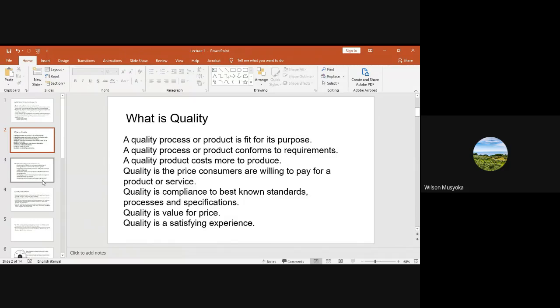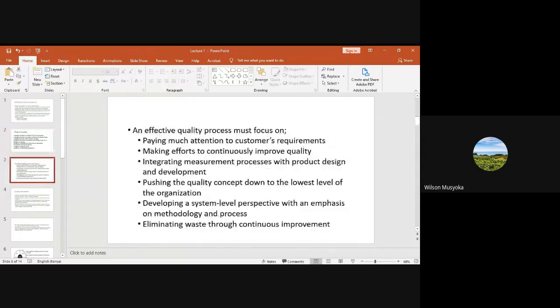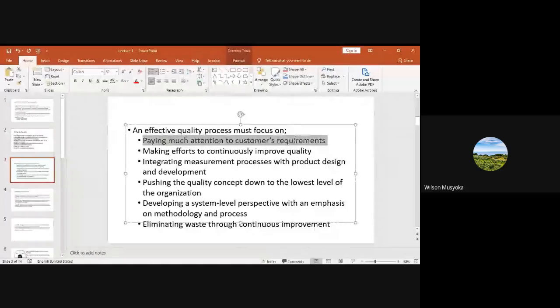Then we move on. When we are looking at the software processes which are normally used, then we need to understand that an effective quality process will always focus on the following. First of all, it is the customer's requirements. It will also make efforts to continually improve the quality.